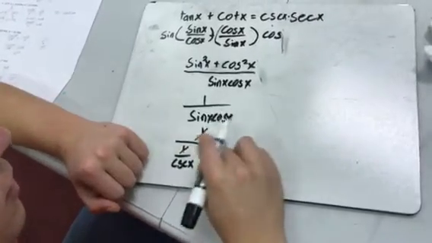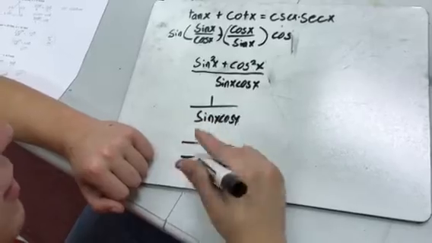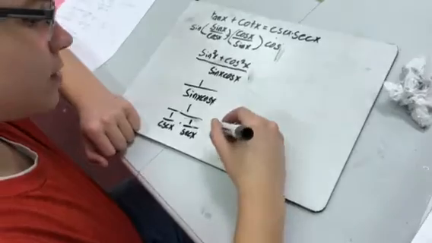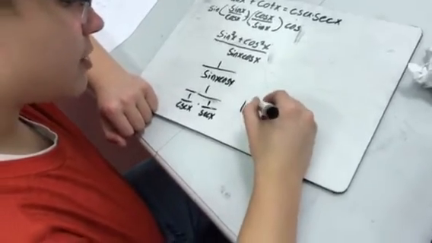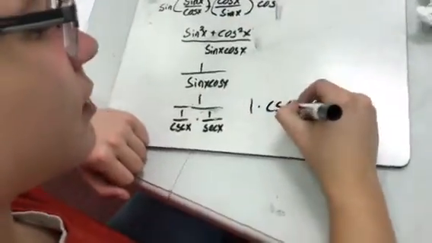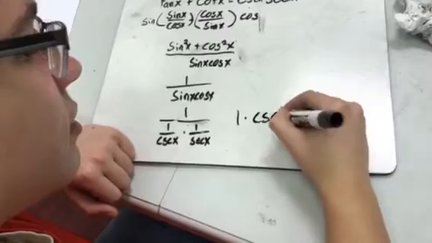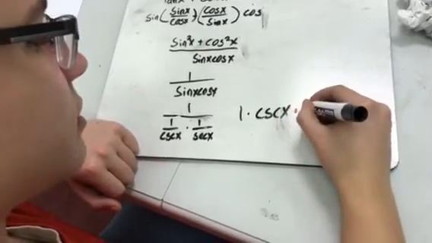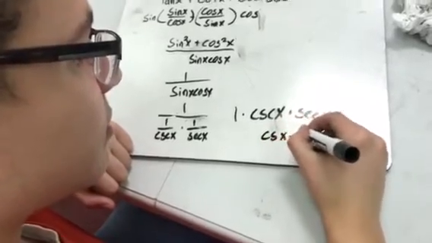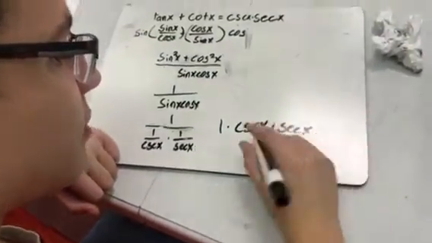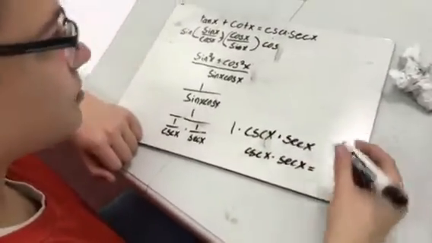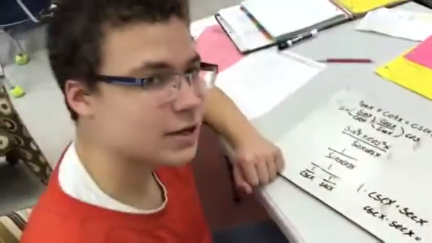Or no, well, I'll tell you how to do it actually. You would do it like this. You would flip it, since dividing by a fraction is the same thing as multiplying. It would just be 1 times cosecant x, and that would be times secant x. And that would just equal cosecant x times secant x. I forgot the c again. Cosecant. There we go. And that would equal this part. So bang, that's how you do it.